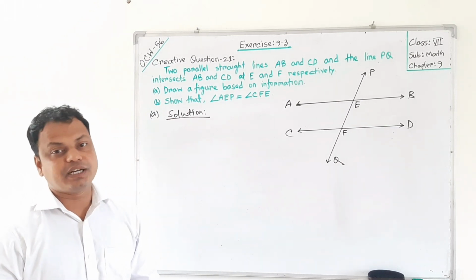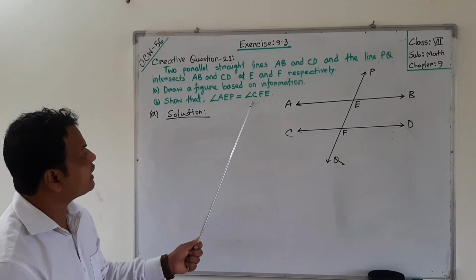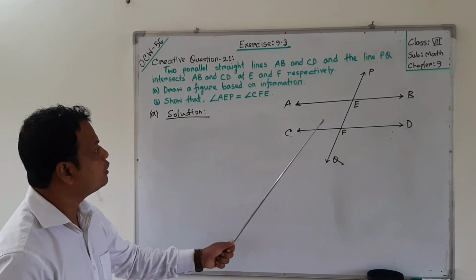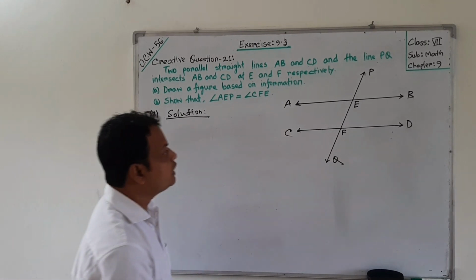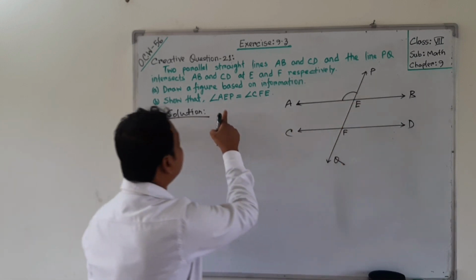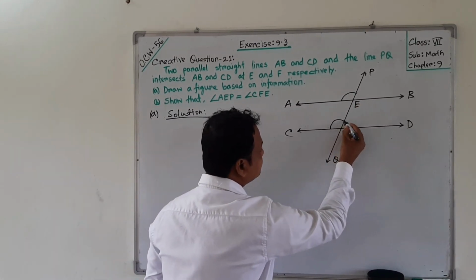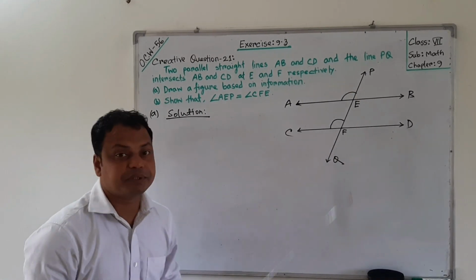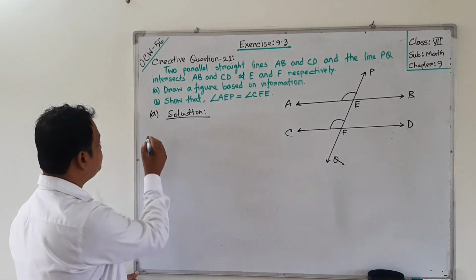Now we will start the B number question. B number question: show that angle AEP equals angle CFE. So in A we have got this figure. In figure A we get angle AEP, this angle, and CFE, this angle. So these two angles are equal, we have to show from figure A. Got it? So let's start solution B.